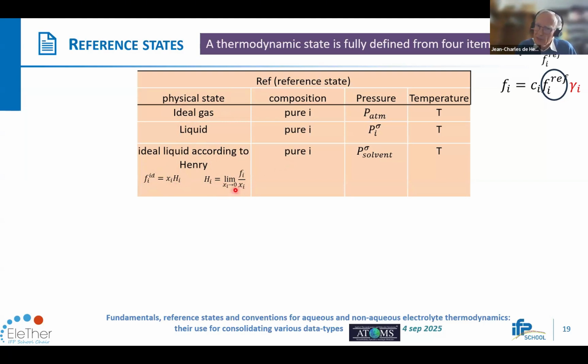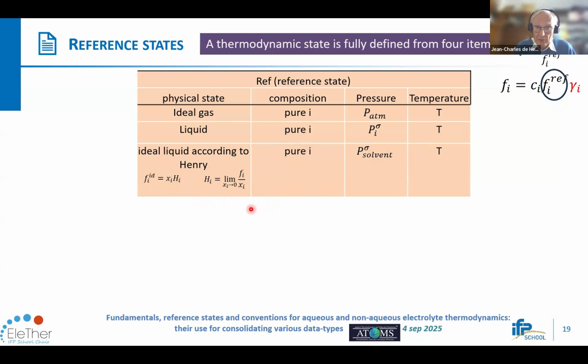Okay, which means that we need to have a solvent. This is important to know. The pressure at which this is defined is the pressure of the solvent, and the composition is pure. That means that at the end, the reference state fugacity will be the Henry constant itself, at xi equals 1. Even if it's an extrapolation, of course. It doesn't exist physically, or it may not exist physically, but that's the definition of the reference state fugacity.